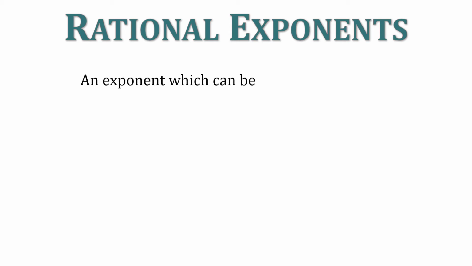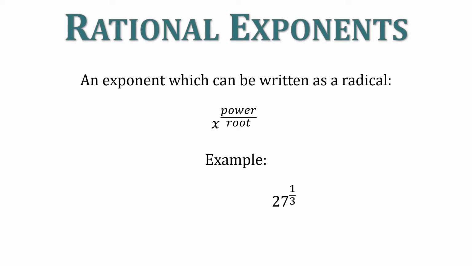Rational exponents. An exponent which can be written as a radical, they're often fractions. So the fraction is going to be the power over the root. So whatever number is on top of the fraction stays with the x, and the denominator becomes the root of the radical. So for example, 27 to the 1/3 and x to the 6/2. So this is going to be the square root of x to the 6th. 6 stayed as the power and the square root went to the front. So I could write this as simply the square root of x to the 6th.